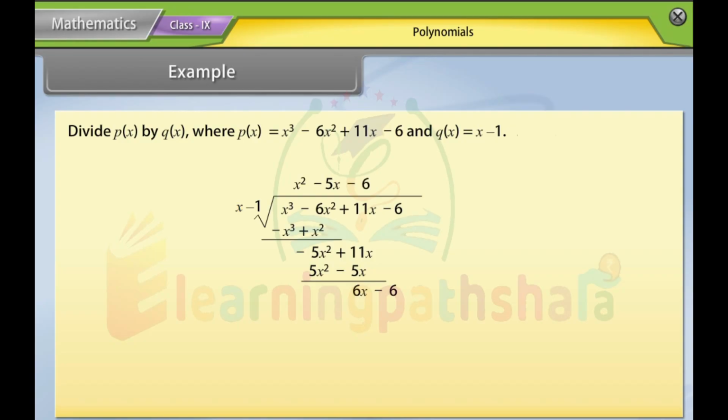Next, we multiply the most recently added term by the entire divisor and again subtract the result from the dividend polynomial. Now the subtraction step is repeated to obtain a new polynomial. The remainder here is 0 because we have completely divided p(x) by the factor x minus 1. When you reach this step, you are done. Dividing any further by 0 would result in 0.